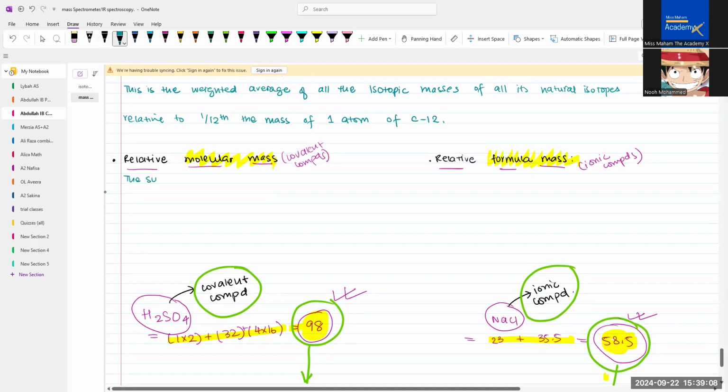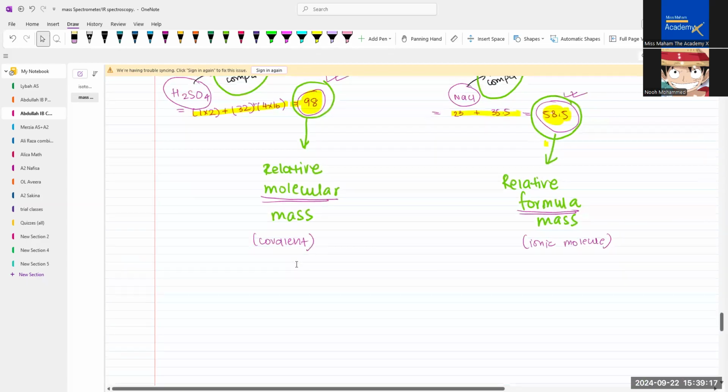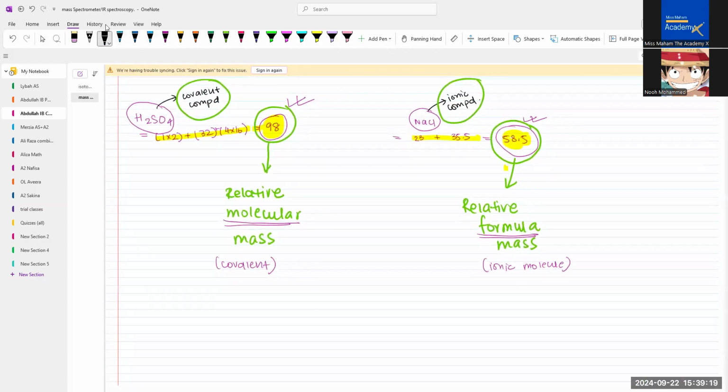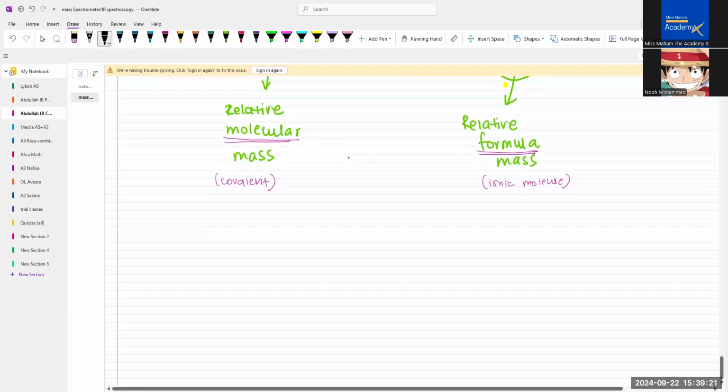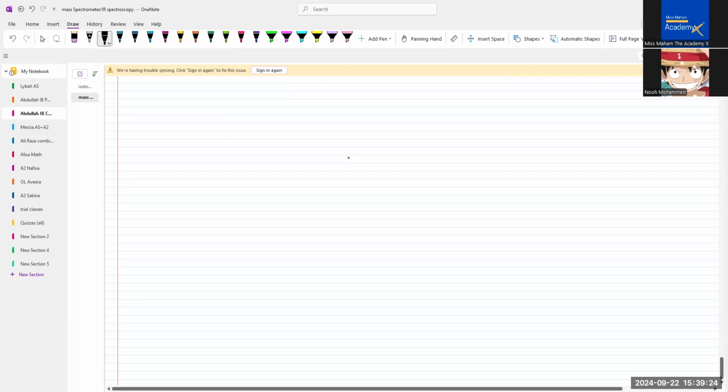Miss, how do you tell if one is a covalent compound or an ionic compound? Oh, you don't know that? Okay, I think that is why you're confused. So there are three types of compounds. Covalent compounds, ionic compounds, and, sorry, three.